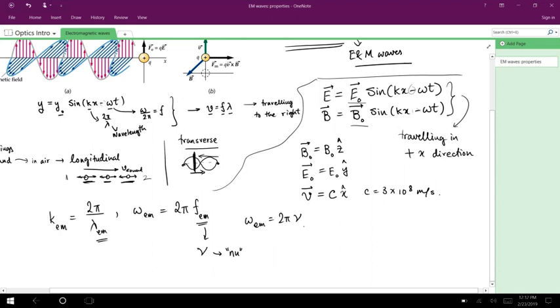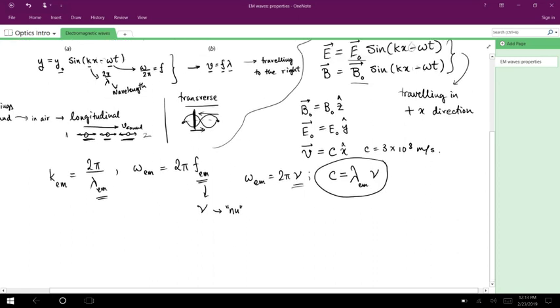I'm not going to write the index EM, because generally f is used for sound and other waves that are propagating in media, and nu is used for light. This is interchangeable. You can either use f or nu. It doesn't really matter. It's your choice. But the relationship that c, the speed, is equal to wavelength times frequency still holds.